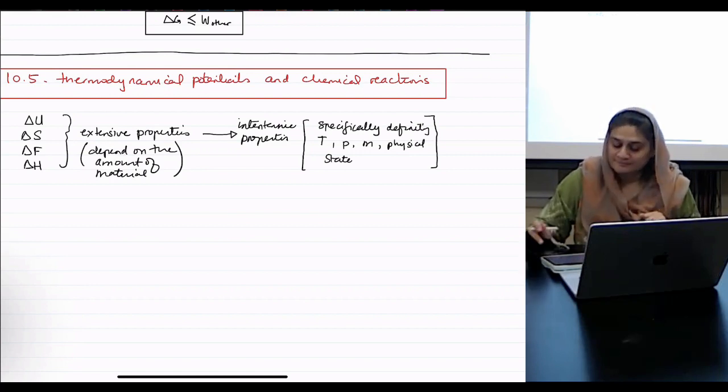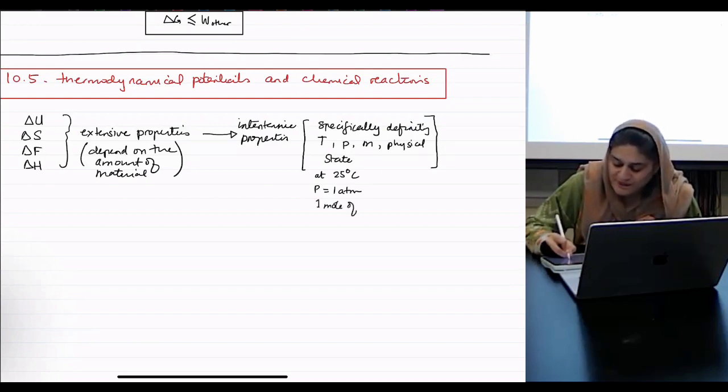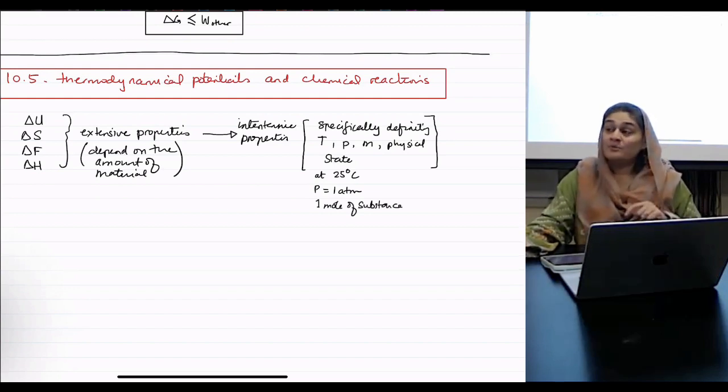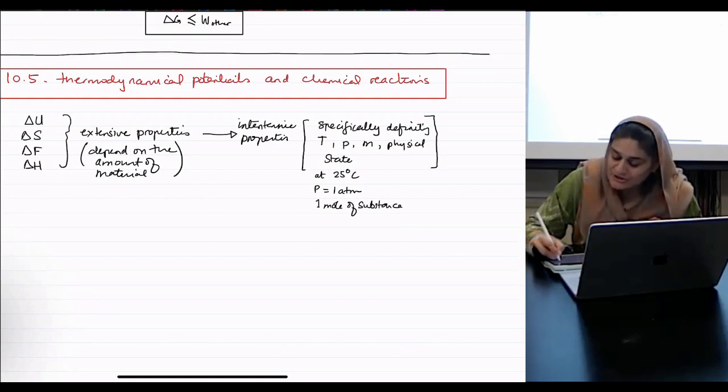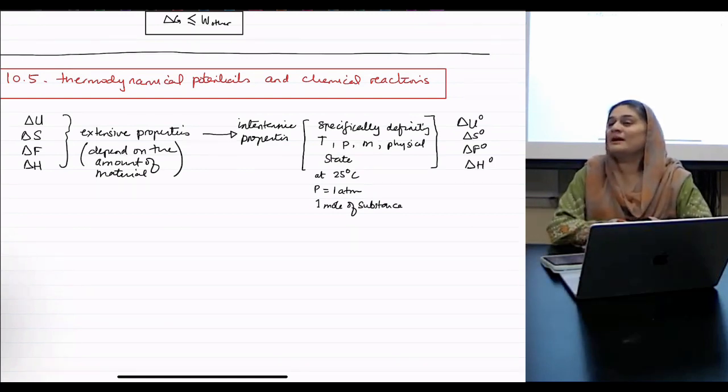And what we have done is that we have defined it to be at 25 degrees Celsius at a pressure of 1 atm and for 1 mole of substance. And when we do that, we change the properties to this. Magically. You add a 0 as a subscript, and you call it a day.